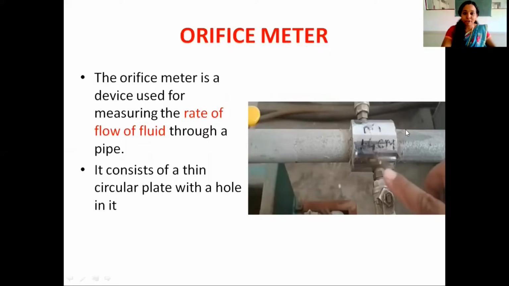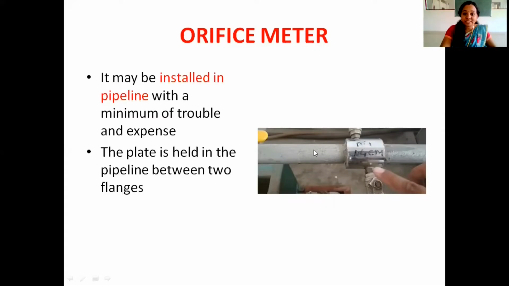Here you can see our orifice meter. So this is orifice meter. This orifice meter is installed in a pipeline. This orifice meter is used to measure the flow rate of fluid passing through this pipeline. Actually, this orifice meter is a thin circular plate with a hole on it. And this orifice meter is installed in a pipeline and it is held between two flanges. Here you can see the flanges.